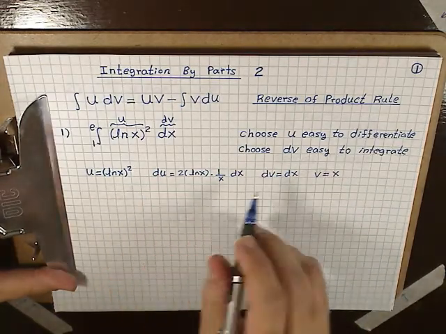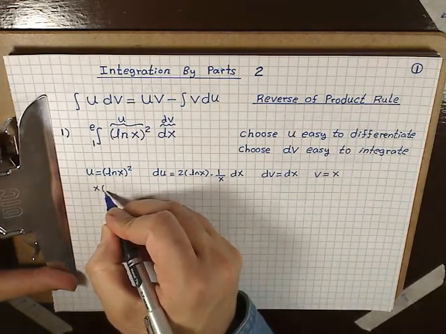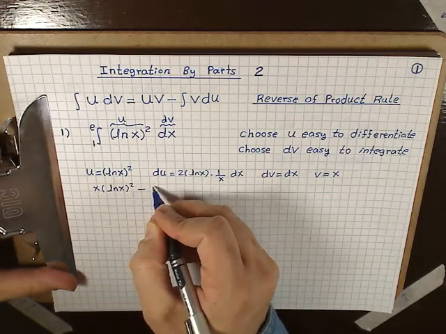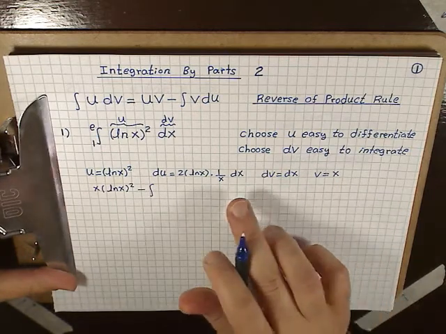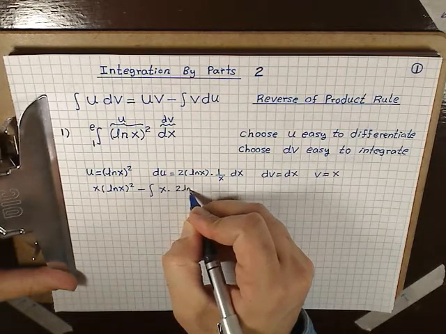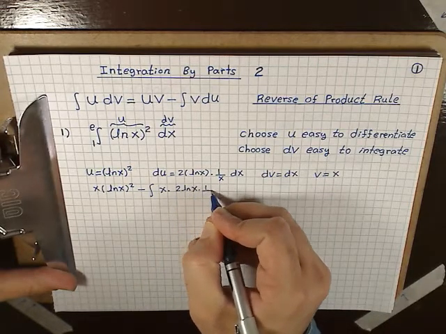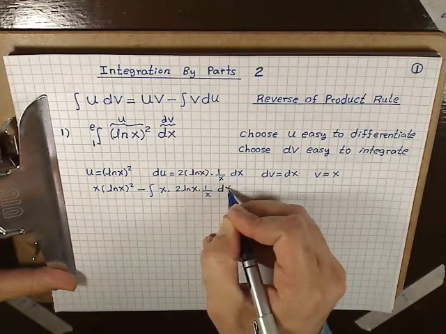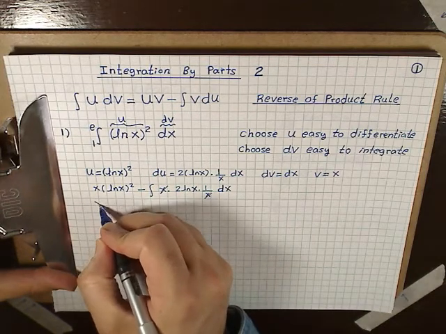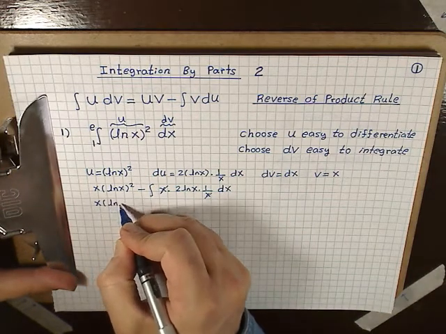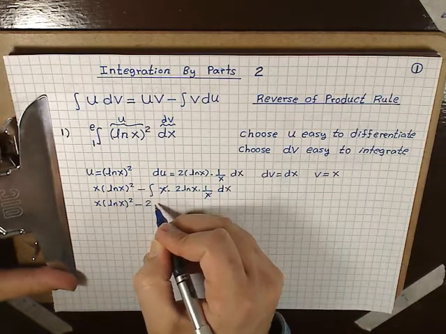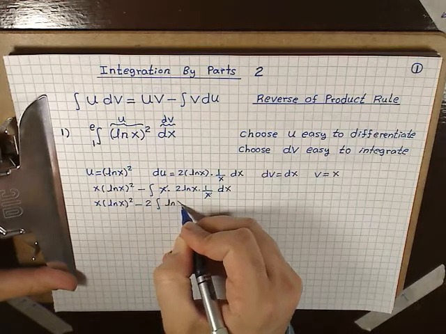Apply the formula, u times v, that's x times (ln x) squared, minus the integral of v du, that's x times this. So x times 2 ln x times 1 over x dx. Cancel out the x's, take out the 2, we get x (ln x) squared minus, taking the 2 out, 2 times the integral of ln x dx.